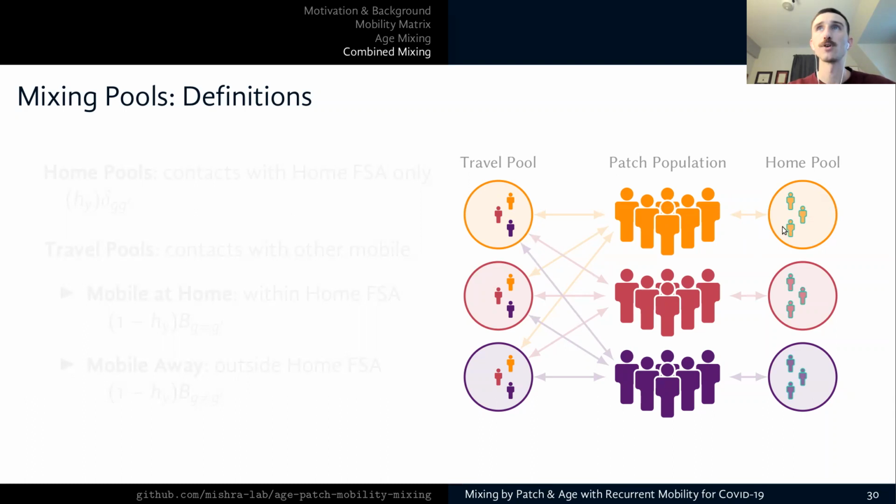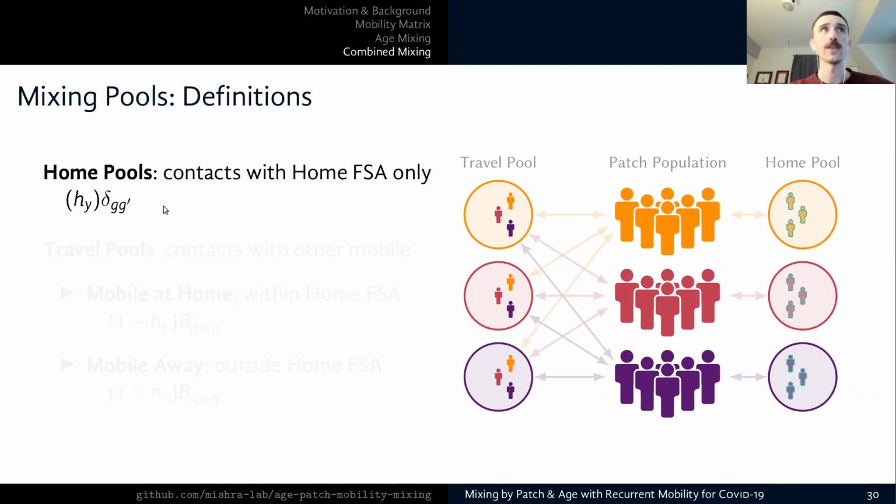But that parameter that we use to say what proportion of these contacts of a given type, where that type index is Y, are formed at home, we denote with HY. So for the home contacts, if HY is 1, then 100% of contacts are formed only within this home pool, whereas 1 minus HY, or whatever remainder, contacts could be formed within this travel pool. So that's as I described.